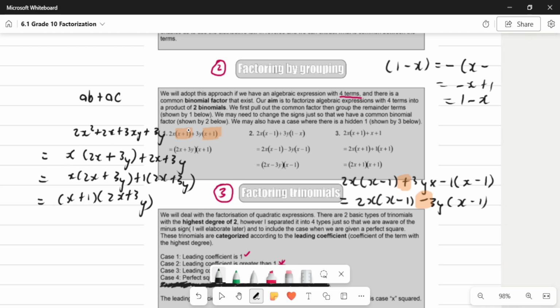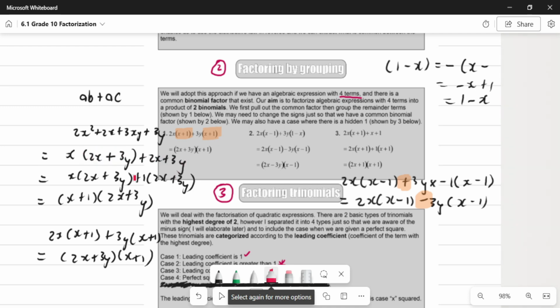Or you could have just solved it the exact way we did here, where we could say 2x into x plus 1. I'm taking the first two terms, and then I take the second two terms, which will be 3y into x plus 1. We have a common binomial factor, so therefore it'll be 2x plus 3y into x plus 1. Very, very simple. Right, so you can take any two terms, but like I said, this becomes a bit trickier when you can't actually see a distinct common binomial factor. You have to do some modification to it in order for you to see it.